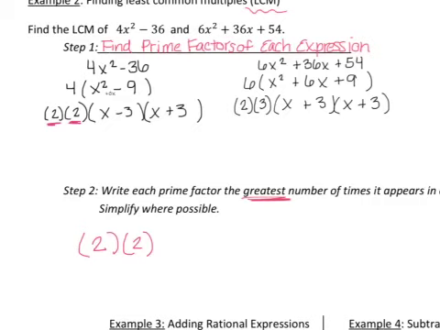I'm just going to keep going down the line. The x minus 3, does it happen in the other expression? No. So the greatest number of times it appears is once, and we're going to write it down. Going down the line, x plus 3: does it happen more times in the first or the second? Second, and it happens twice, so that's how many times we write it down.